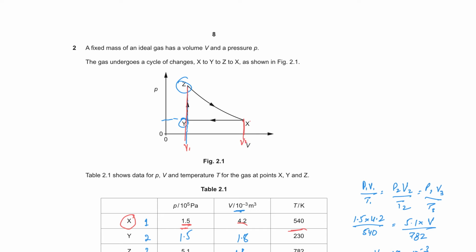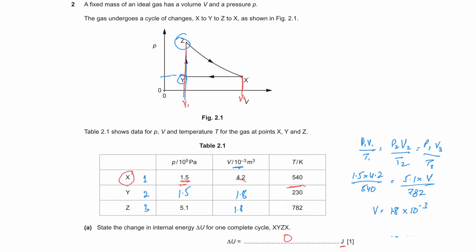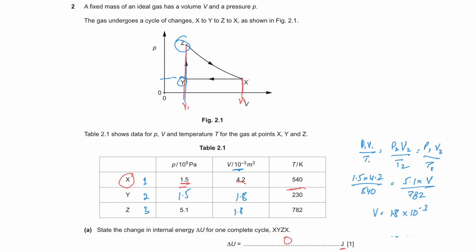What else happens is that from Z to X, the temperature, let's have a look at what happens to the temperature. The temperature goes from 782 to 540 Kelvin. So the volume of the gas increases from 1.8 to 4.2, and the temperature of the gas decreases.